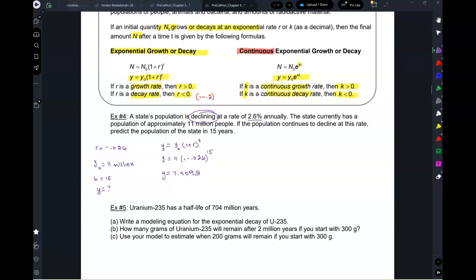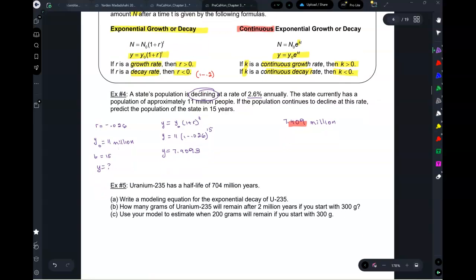7.4093. Okay, so now, what is the new population of the state? It's not 7 people. It's 7.409 million people. Or just that's the population. This semester, we are going to stress the rule of 3 decimal places. Okay? So we're going to go to 3 decimal places. All right.